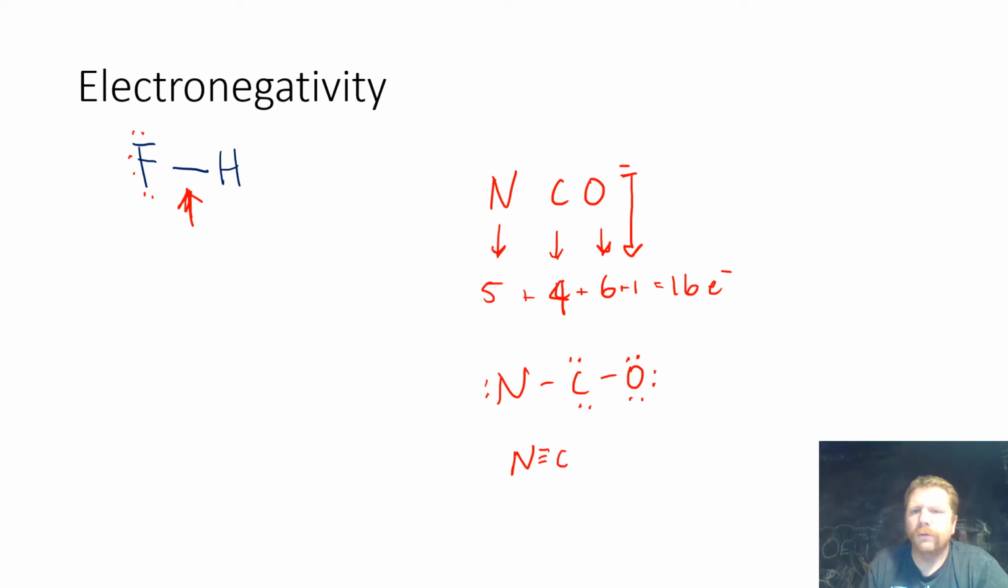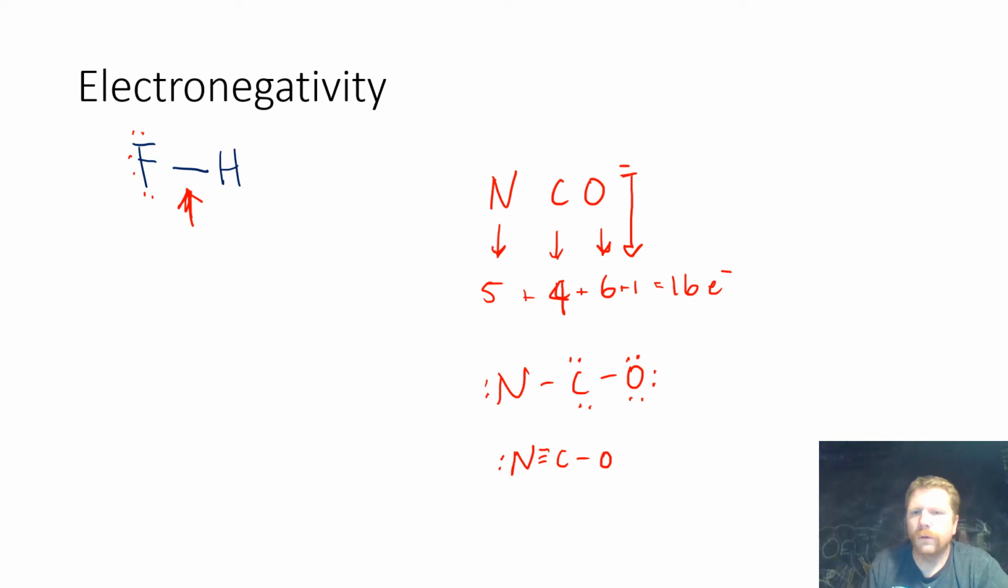So let's go ahead and put a triple bond between nitrogen and carbon. And then let's put our lone pair to satisfy the octet of nitrogen. Carbon's got a complete octet. Now what else is there? Oxygen. Okay, so let's count our electrons.